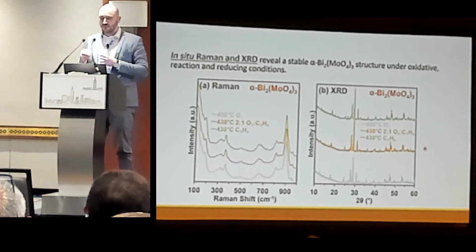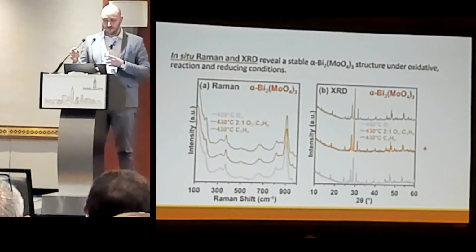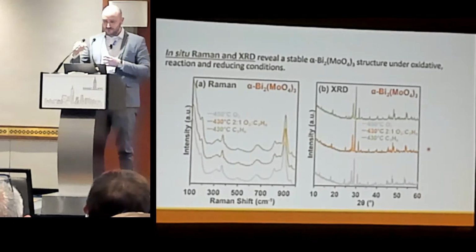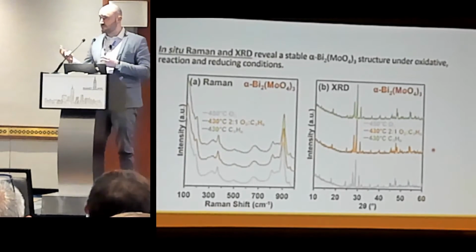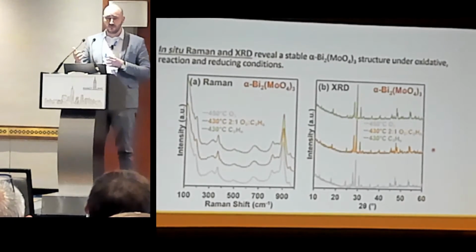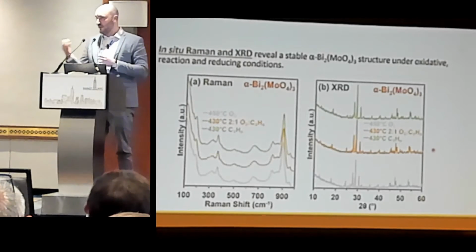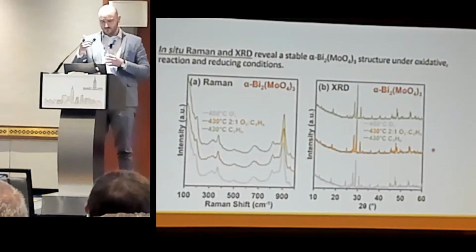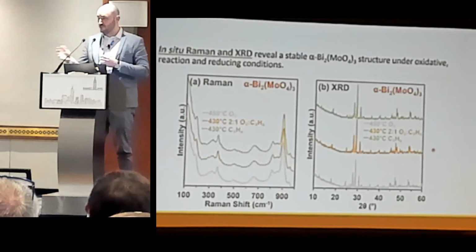On the left, you can see the alpha bismuth molybdate with the Raman spectra. On the right, you can see the XRD diffractograms. What you can see is what happens under the 3 in situ conditions. In gray, you can see the oxidized catalyst. In orange, the reaction conditions. And in green, the reducing conditions, just propylene.